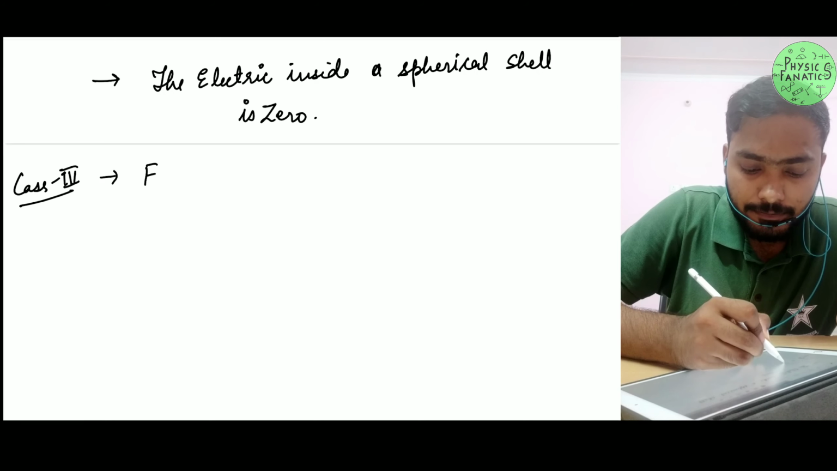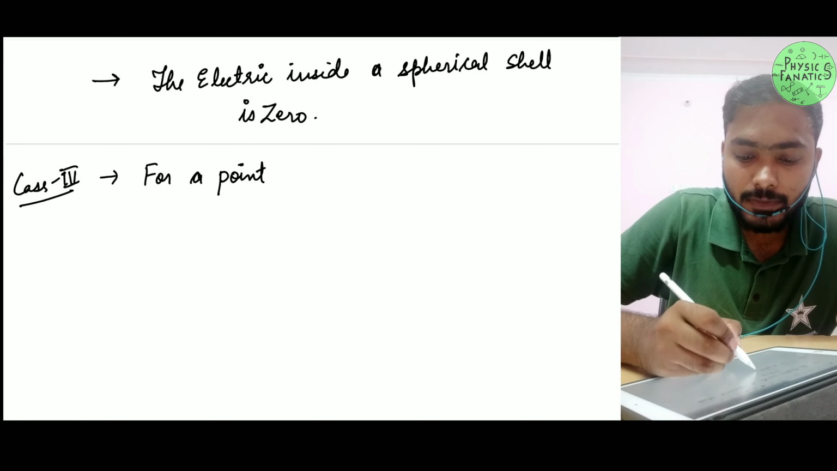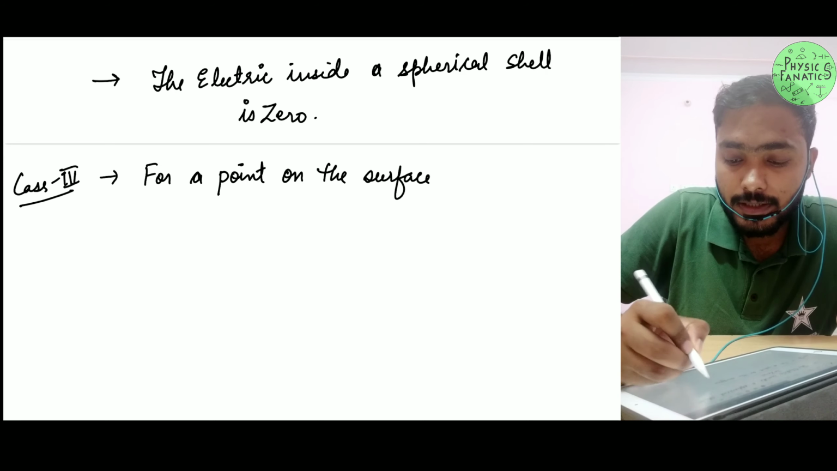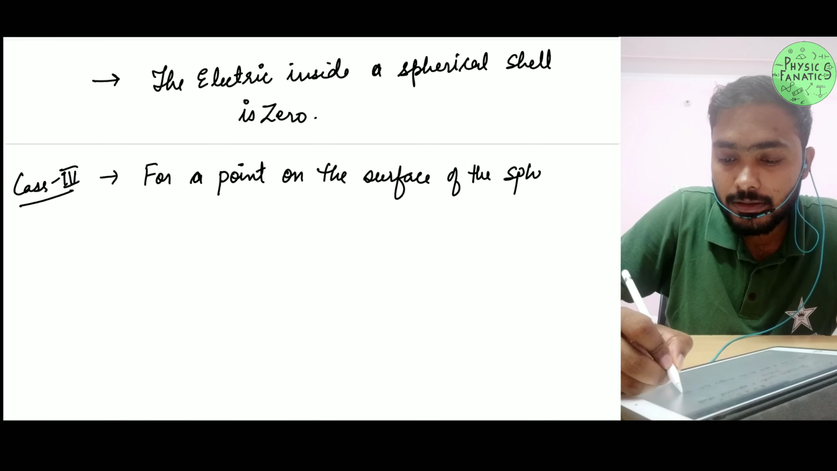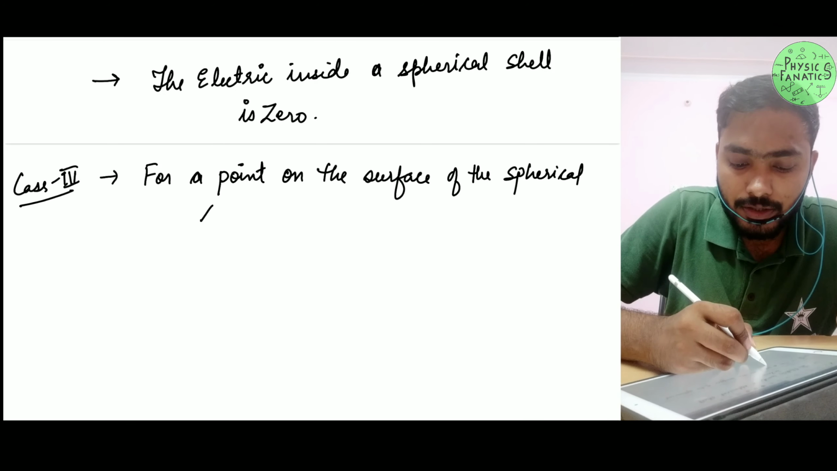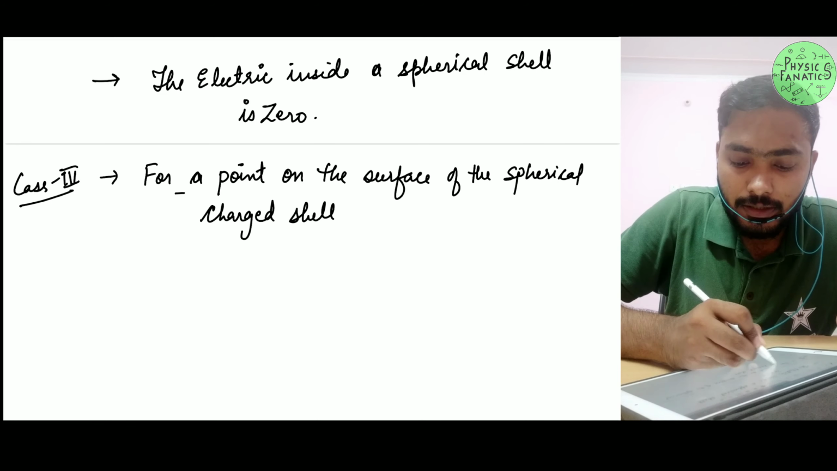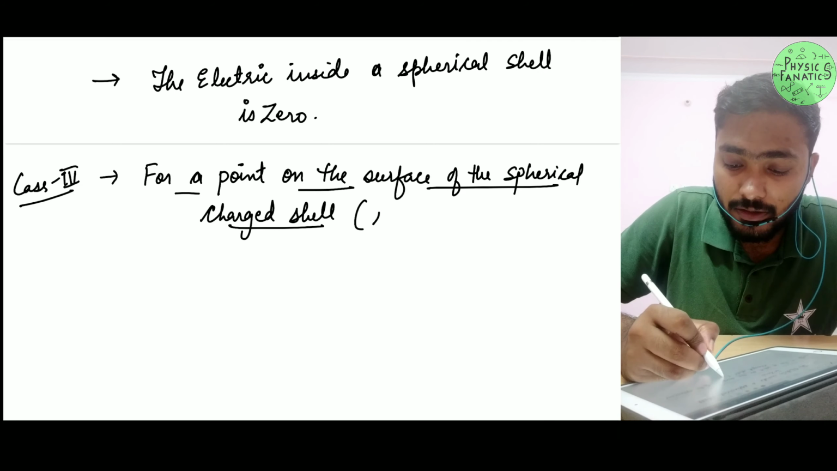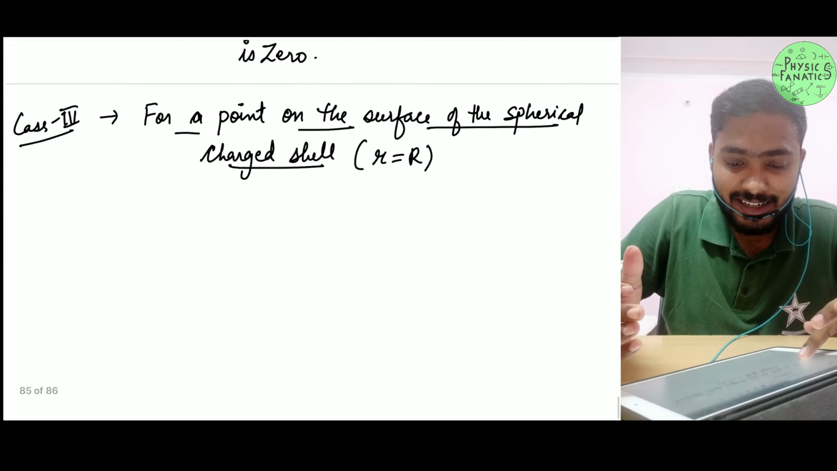For a point on the surface of a spherical charged shell, that means your r will actually be equal to your capital R, right? I hope you guys can understand that, right?